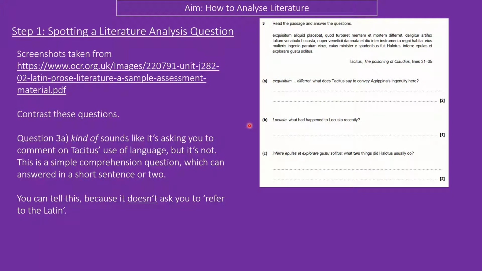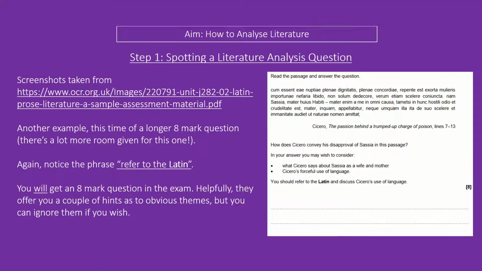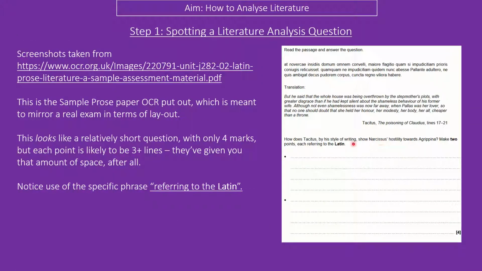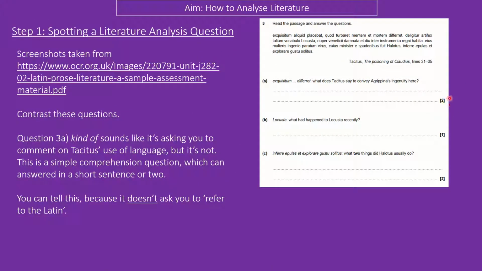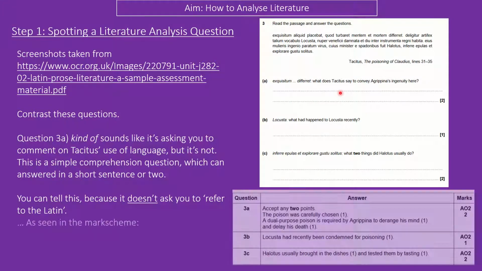These, however, are not literature analysis questions. What does Tacitus say to convey Agrippina's ingenuity here? It sounds a little bit like how does he show something? But you've only got 2 marks, there's only a small amount of space. They've not said refer to the Latin. It's not an analysis question, as is shown in the mark scheme. The mark scheme is just simple comprehension. You don't need to make 2 short points. If it doesn't say refer to Latin, it's not an analysis question.